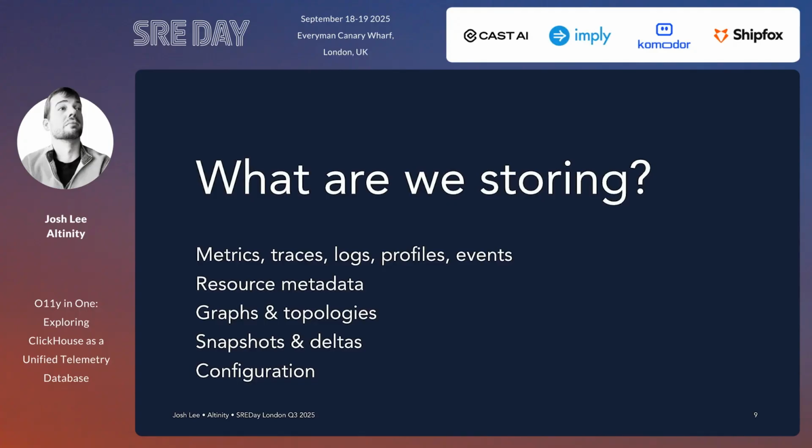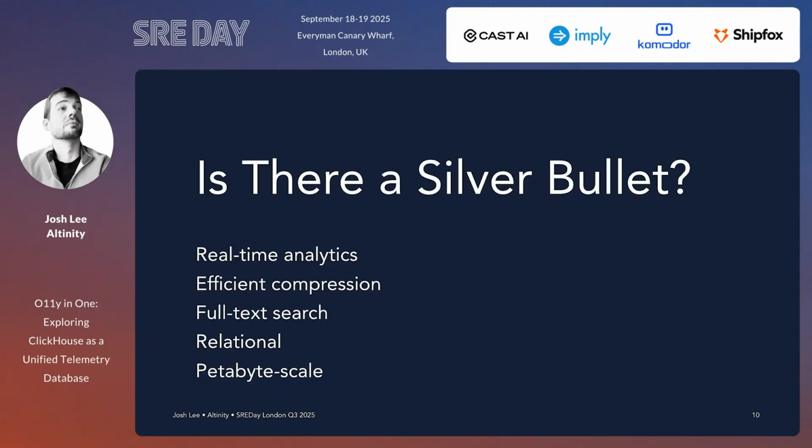If we're storing graphs and topologies, those are expensive to calculate sometimes, so we might want to store snapshots and deltas and make that computation a little cheaper. And then, of course, we're going to have configuration. Configuration, you might not need an OLAP database for. You can throw that in Postgres or SQLite or something like that. But you need your users, you need your alert configurations, you need your dashboards, right? All of that stuff. And is there a silver bullet?